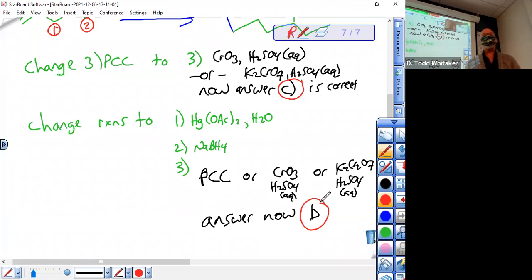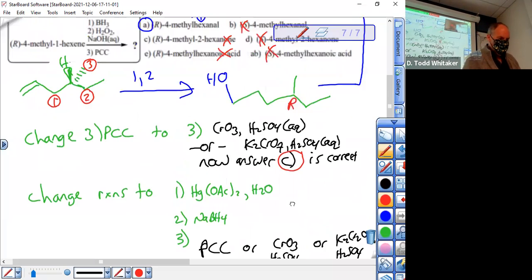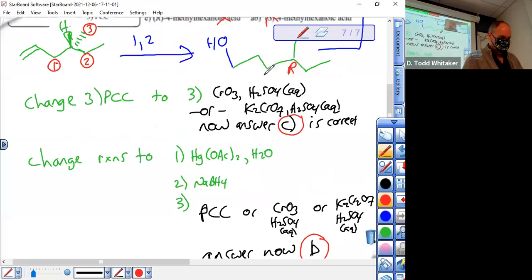I covered all the possible changes I could do to this question to make any of the answers the right answer. Because in step 1, you're putting a mercury on the less substituted carbon and the OH on the more. Step 2 gets rid of the mercury, puts an H in its place. And 3, oxidizing any secondary alcohol gives a ketone. Fact. All right, there you go. Oh, that was good. Stop that one.